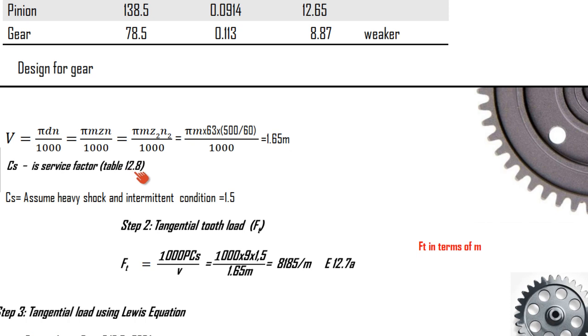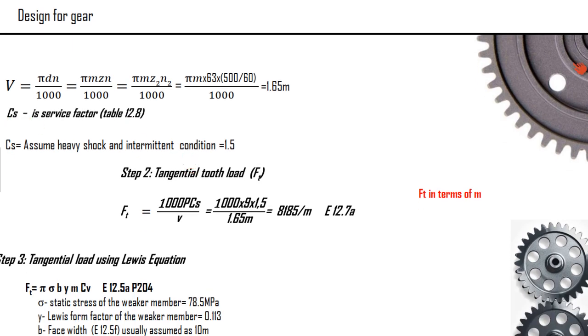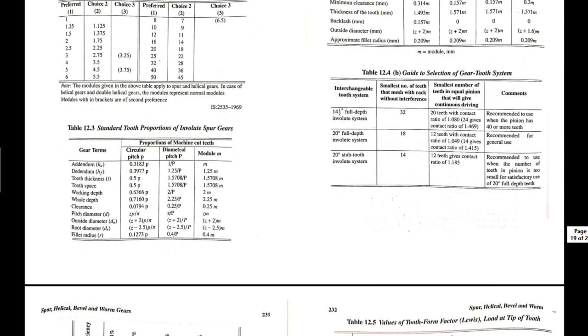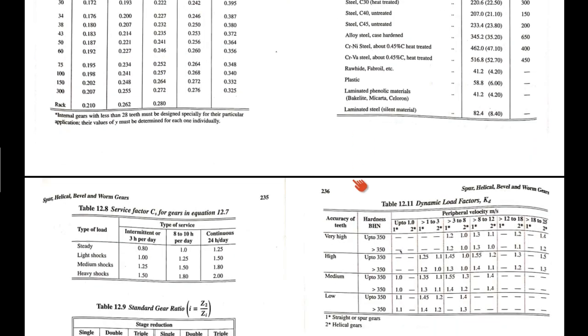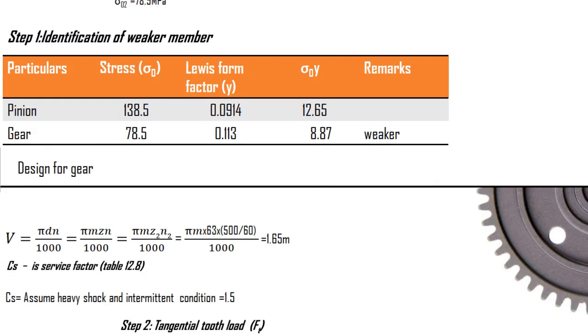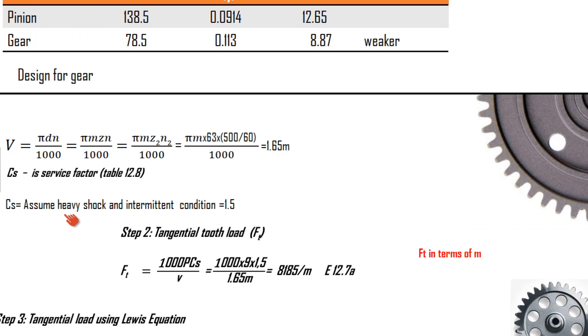Now we will go to the table number 12.8 to get the Cs, service factor. The table 12.8 gives us the service factor for various conditions: steady, light shock, medium shock, heavy shock, 8 to 10 hours per day, intermittent 3 hours per day, continuous 24 hours per day. If any data is given which relates to the data in the table 12.8, we are supposed to select the corresponding value. If nothing is specified, it's your choice to specify a particular loading condition and the type of service. Based upon this, you can get a value for Cs. In this question, the value of Cs we have obtained is 1.5, assuming the gear and pinion are subjected to heavy shock with intermittent condition.